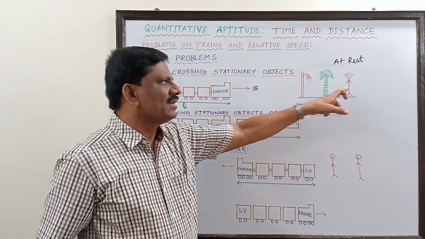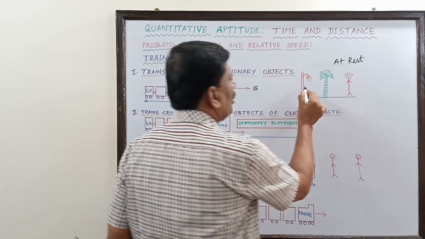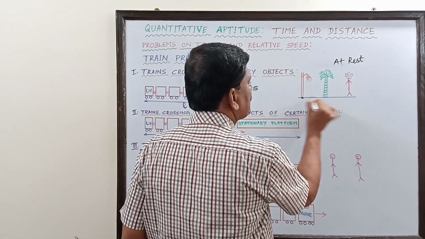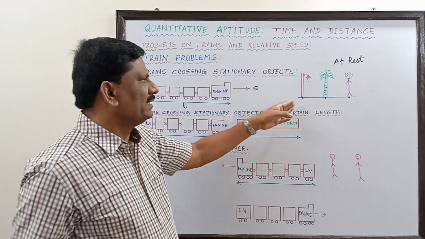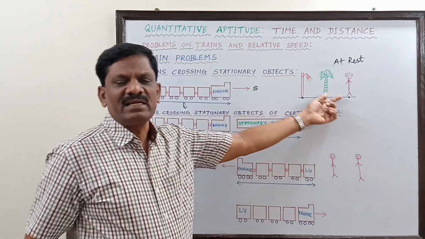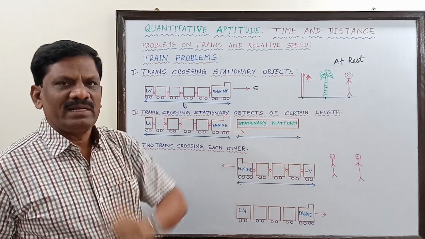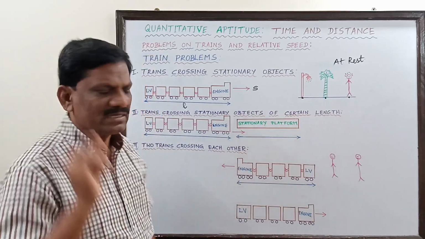These objects are considered to be point objects, because they are all at rest. So their length, their size is considered to be small. So these are all represented by small dots.